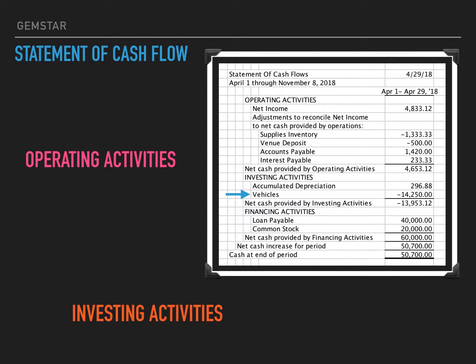Our next bullet point is our investing activities. Our investing activities are anything that we use cash to purchase which will create an asset to the company. For example, our vehicles. Our vehicles that we purchase are an asset to our company. And our last bullet point is our financing activities, which is the common stock, our loans payable, anything that has to do with investments that are purchased by the company.